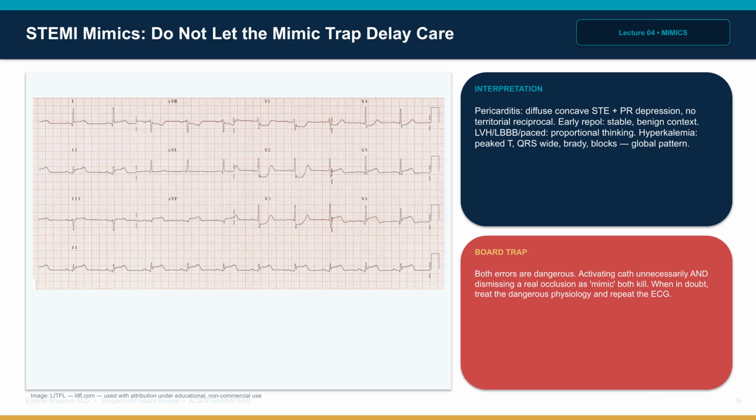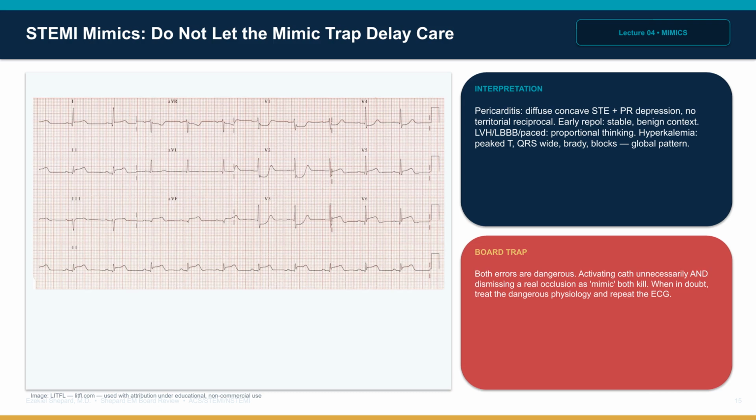Pericarditis tends to show diffuse concave ST elevation with PR depression and no territorial reciprocal depression except possibly aVR or V1. Early repolarization is usually stable, and in a benign context, often a young patient with notched J points. LVH, left bundle branch block, and paced rhythms require proportional thinking. Brugada shows a pseudo-right bundle pattern with domed ST elevation in V1 and V2. LV aneurysm gives persistent ST elevation with deep Q waves weeks after an old anterior MI.